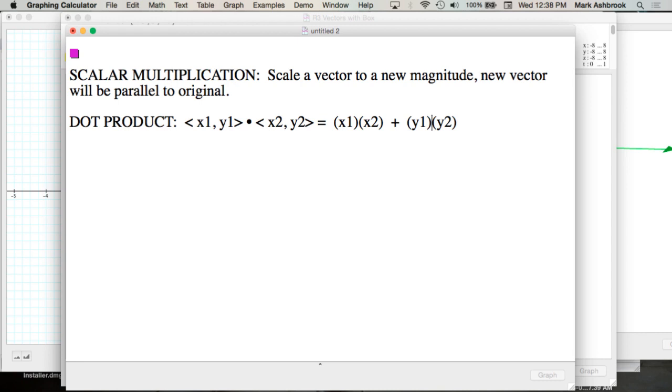So what happens? When you do a dot product, you're multiplying two vectors together, and you get a scalar. Notice, this is important. What about scalar multiplication? You multiply what two things together? You multiply a scalar and a vector, and you get a vector. You get a scaled version of the original vector. Dot product, you multiply two vectors together, vector 1, vector 2, and your result is just a number.